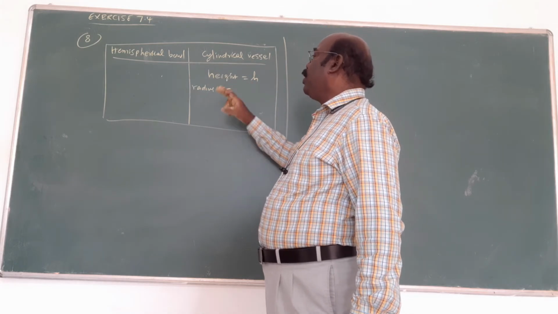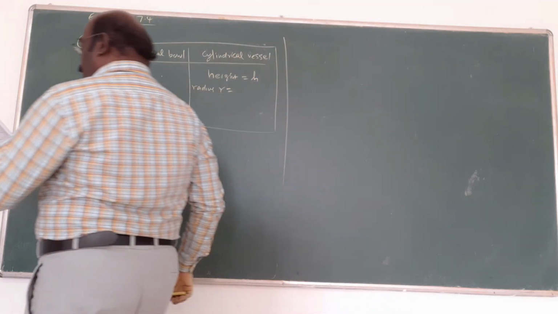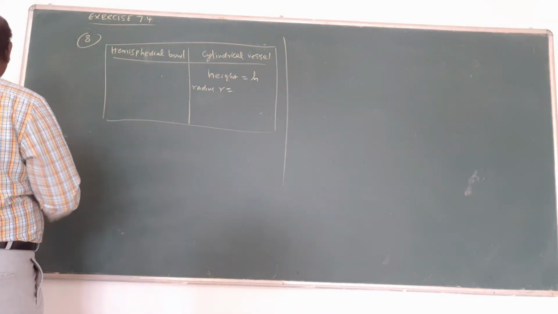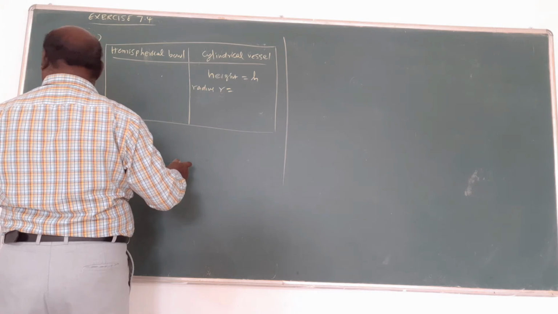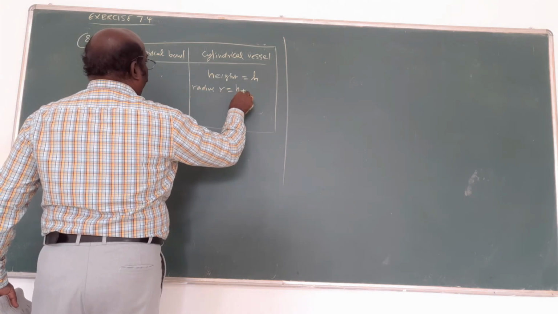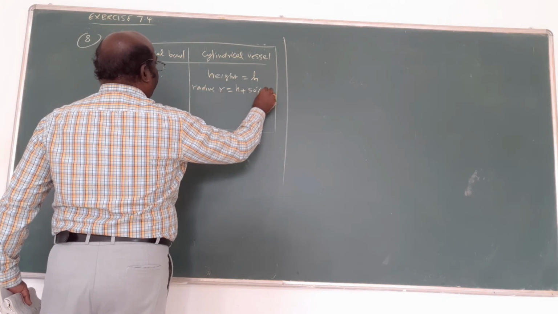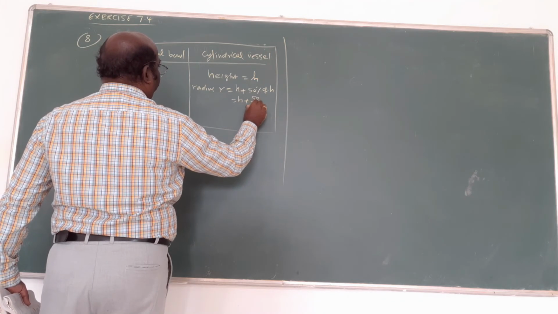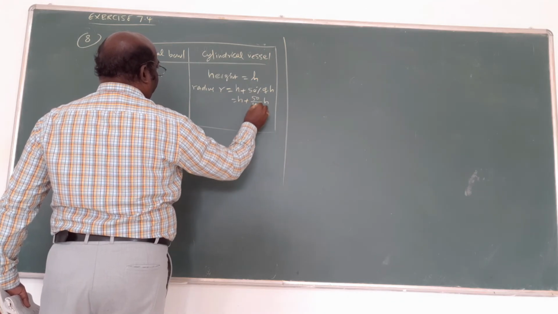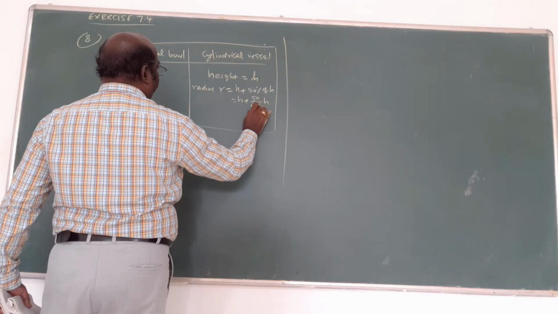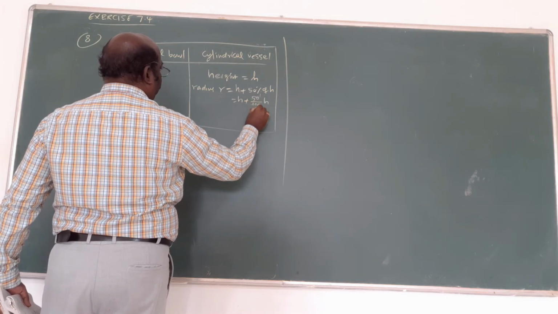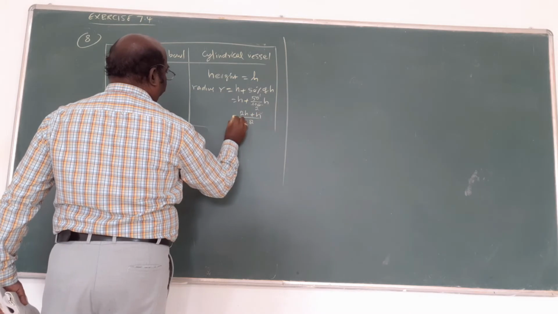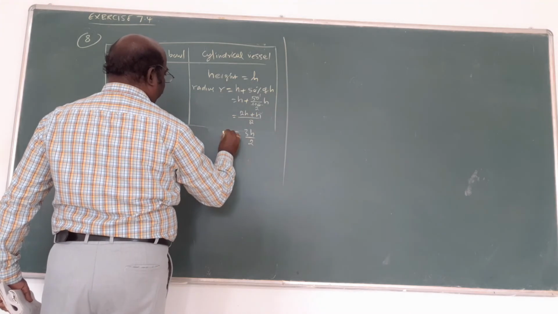But what is the radius? The radius is 50% more than this height. 50% more than height, that is height always there. So h plus 50 by 100 into h. Cancel. 1 time, 2 times, so 2 is the LCM. 2h plus h, therefore the radius is 3h by 2.